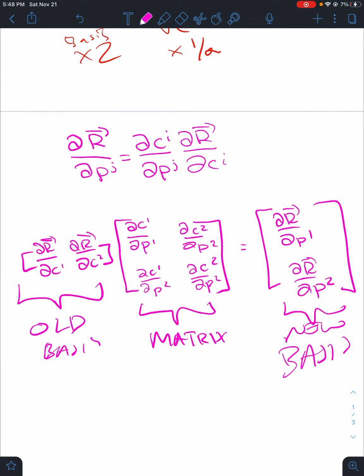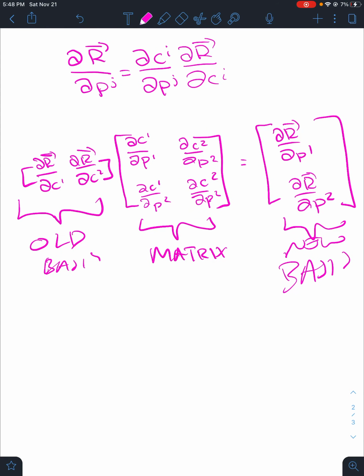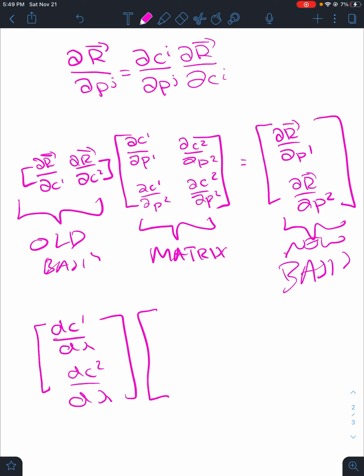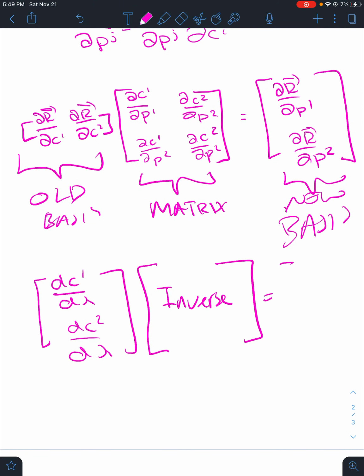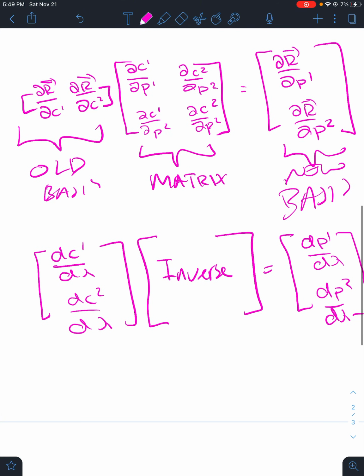So for vector components, we would instead take the components, which is like dC1 over d lambda, dC2 over d lambda. We would instead multiply it by the inverse. I'm not going to write out what the inverse would look like, but you should already know how to get the inverse. We multiply it by the inverse of the Jacobian matrix, and then it would spit out dP1 over d lambda and dP2 over d lambda. So that's how you transform your components.